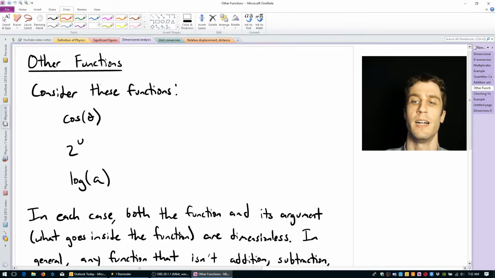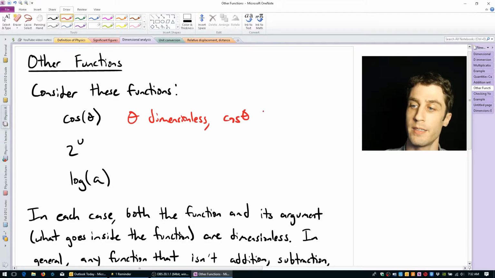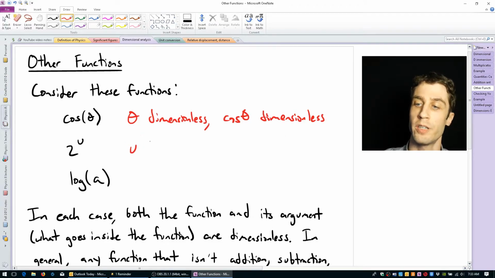What about other functions? How about a trigonometric function? Cosine of theta. What about exponentiation, 2 to the u? What about logarithms, the log of a? What I'll say is that theta is dimensionless. And cosine of theta is dimensionless. And 2 to the u is also dimensionless.